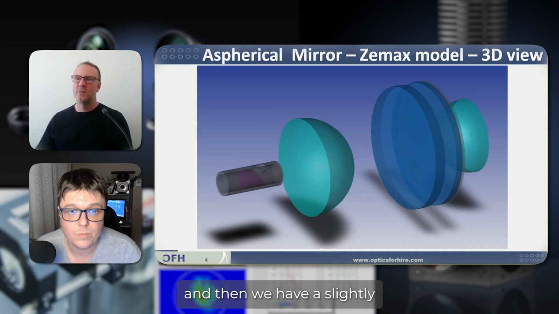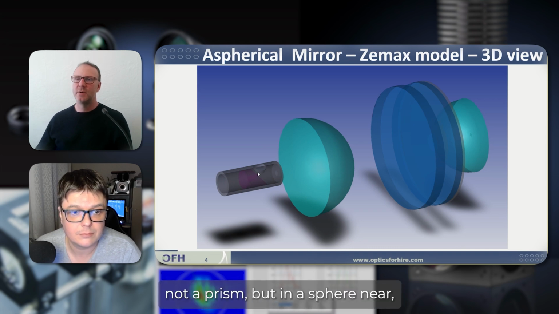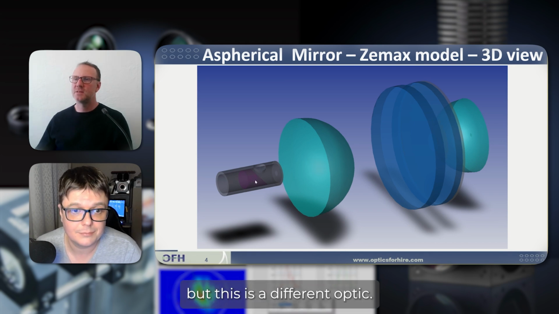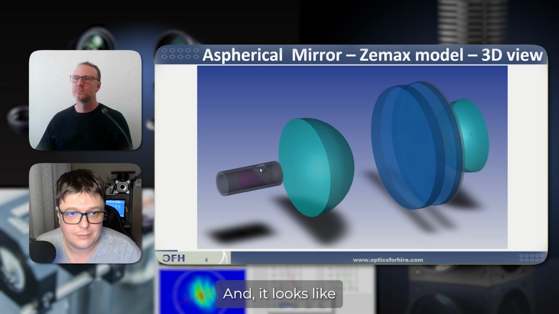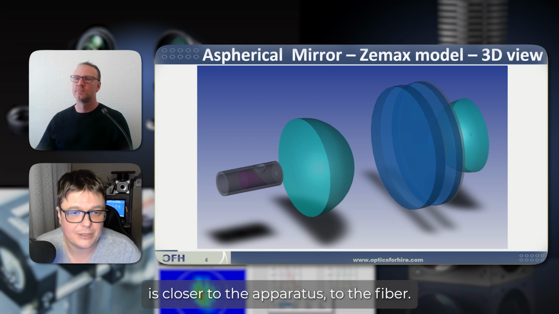And then we have a slightly different architecture here. This one is not a prism, but an aspheric mirror. So the light again comes through this tube. There's a cutout, but this is a different optic. Yes, you can see that the cutout became smaller, and it looks like the aspheric mirror is closer to the aperture.